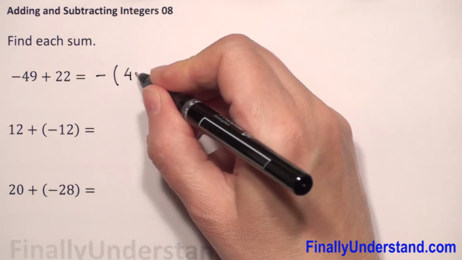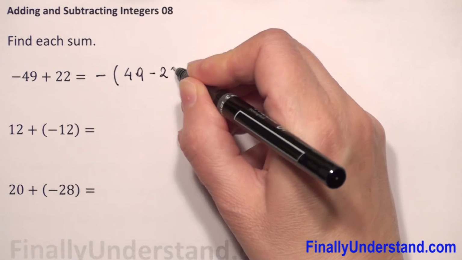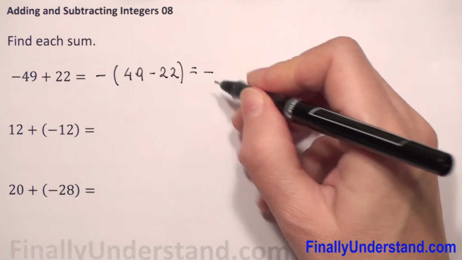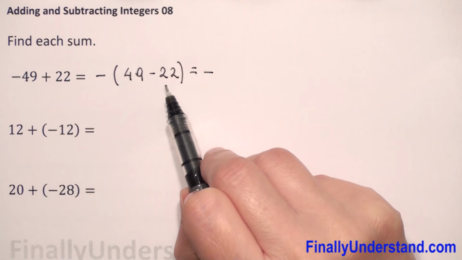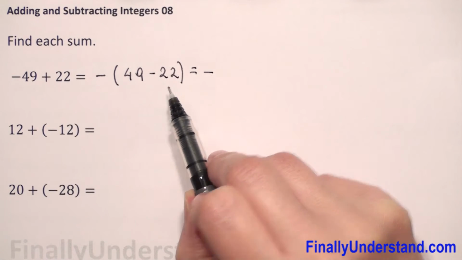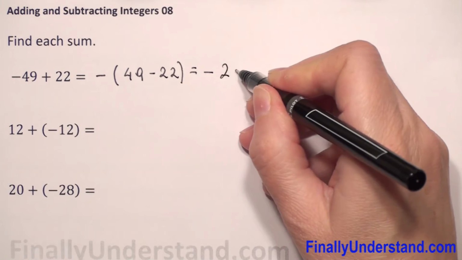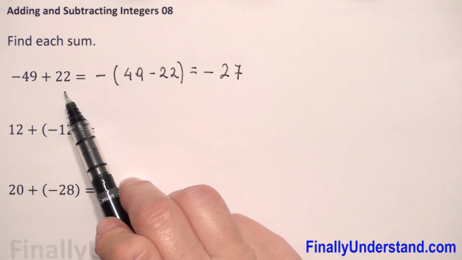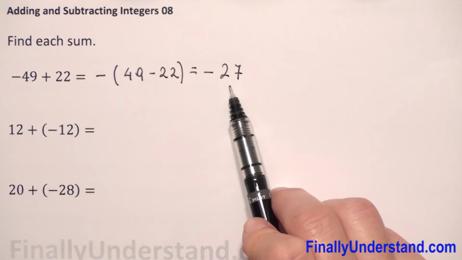So we have 49 minus 22. So this is equal to, negative sign we copy, and 49 minus 22 is 27. So negative 49 plus 22 is negative 27.